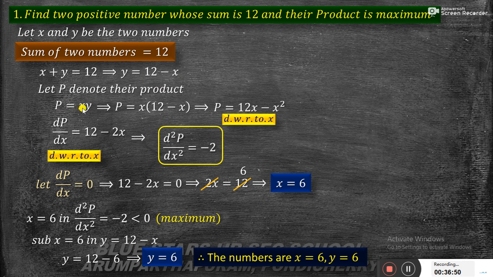Next p equals xy, and we substitute that y value here, so I get the p equation. Next I find the first derivative dp by dx, and then the second derivative. dp by dx equals 0 gives the point x equals 6, and substituting in d square p by dx square gives minus 2, which is less than 0, so it is a maximum. Therefore x equals 6 in y equals 12 minus x gives y equals 6. The point is 6 comma 6, so the numbers are x equals 6 and y equals 6. We add these two numbers and get 12, so the given condition is satisfied.